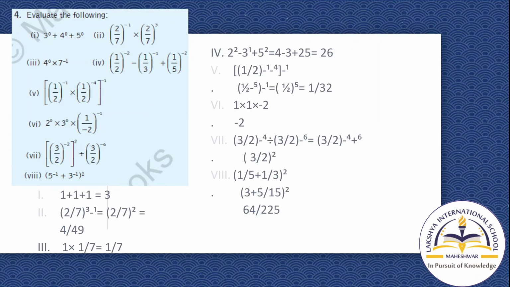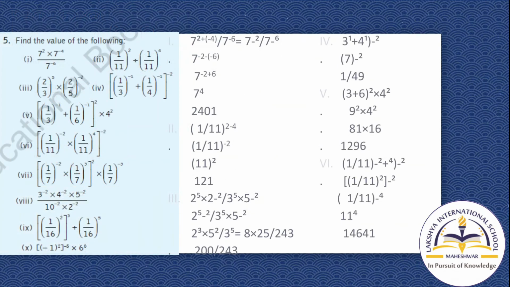So like this you have to solve this question. All the answers are given here. Now question number 5. Find the value of the following. Question number 1. 7 raised to the power 2 into 7 raised to the power minus 4 divided by 7 raised to the power minus 6.